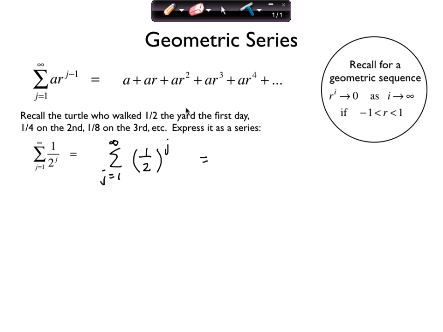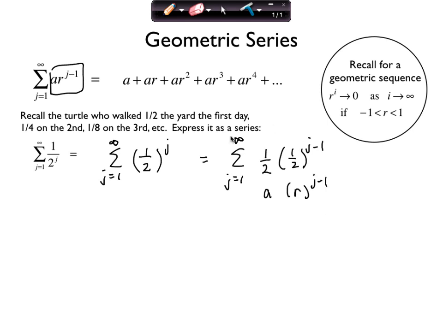Okay, but I need it to be in this form, a times r^(j-1). So I need to make that (1/2)^(j-1), but I still need this thing to be equal to this. So what else do I need if I just took one less 1/2 multiplied together? I need another 1/2, right? See that? I need another 1/2. So now I've got ar^(j-1). Does this converge or not? Yes, r is less than 1, greater than -1. My r value is 1/2. So what does it converge to? The sequence converges to 0, right?